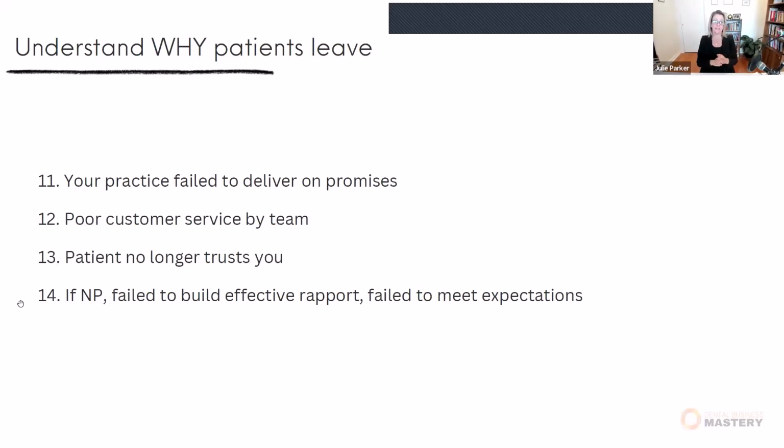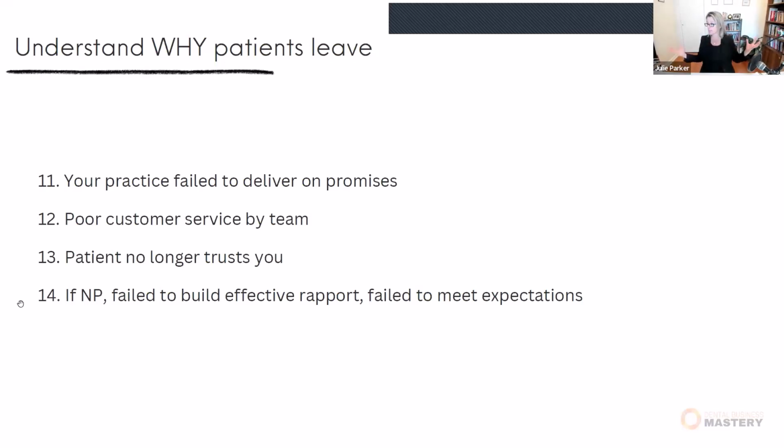And the 14th reason that we've identified as why patients leave your practice is, if they're a new patient, you failed to build effective rapport and failed to meet expectations. Patients will come to your practice as a new patient with a series of expectations. Those expectations come from what maybe a trusted friend or family member said to them, what your Google reviews say about you, what image your website and Facebook page portrays.